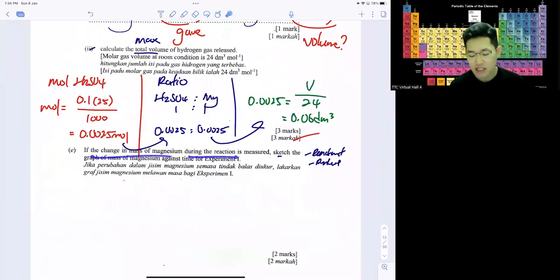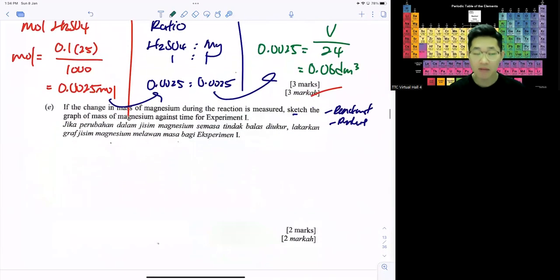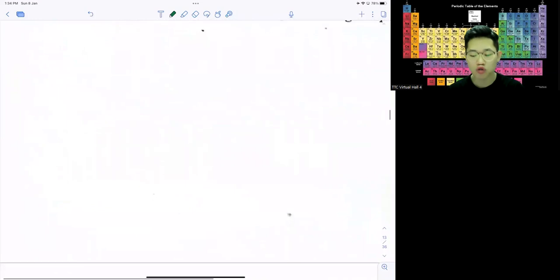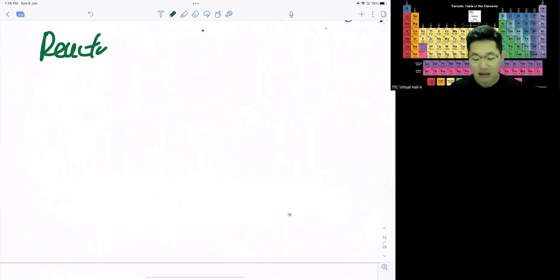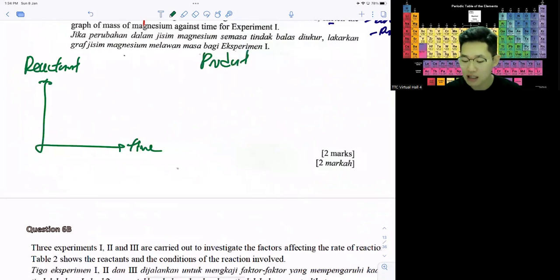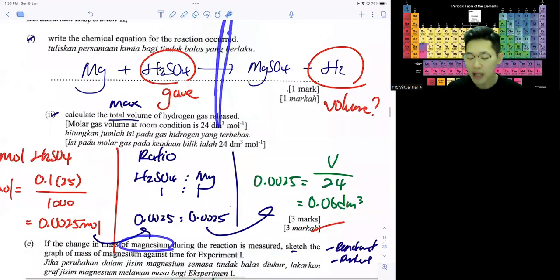If the change in the mass of magnesium during the reaction is measured, sketch the graph of mass of magnesium against time. Sketching graph, I think for the Selangor paper, this time they might only ask for two types of graph only. It can be a reactant time graph. It can be a product time graph. So you see, they want you to sketch the mass of magnesium. Magnesium, you look at the equation. Magnesium is in the front.